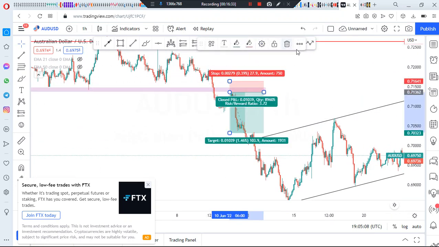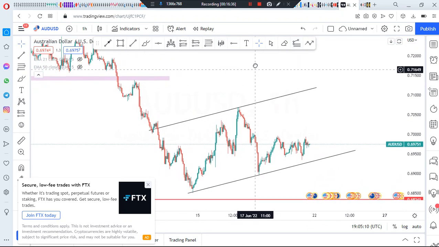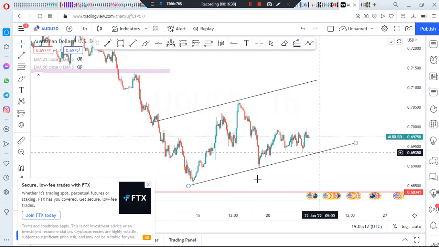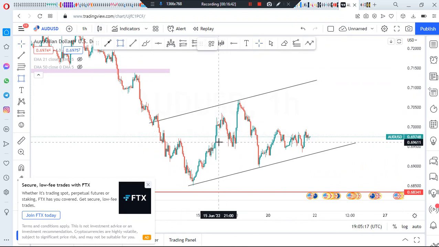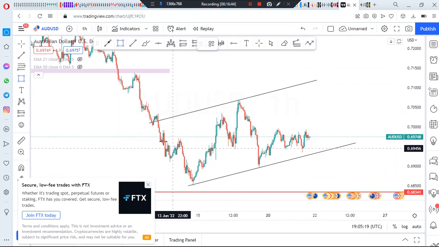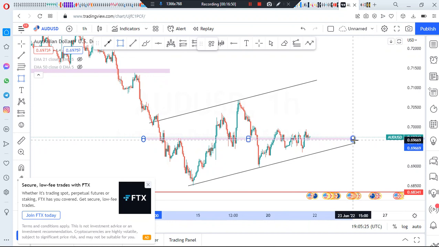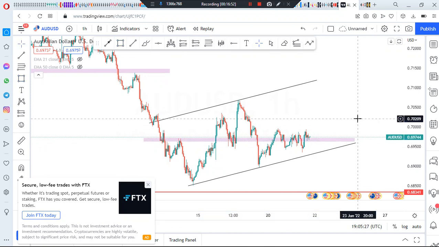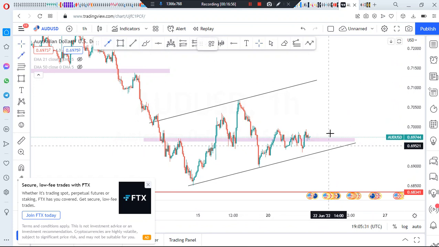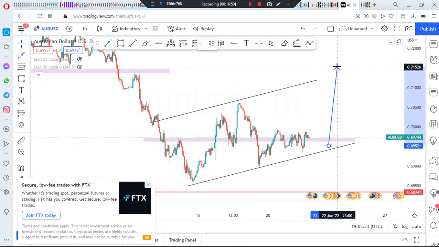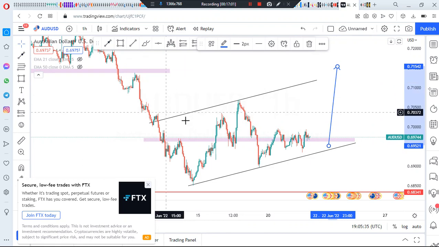Okay, so guys, let's get back to our chart. So this is what we have. So what do we need to do? We need to identify the area that was rejected the most. So how to identify that area? As you can see, this is the area that was touched several times by the trend. So what are we looking for? We're looking for a buying position to the upside, maybe up to this area.